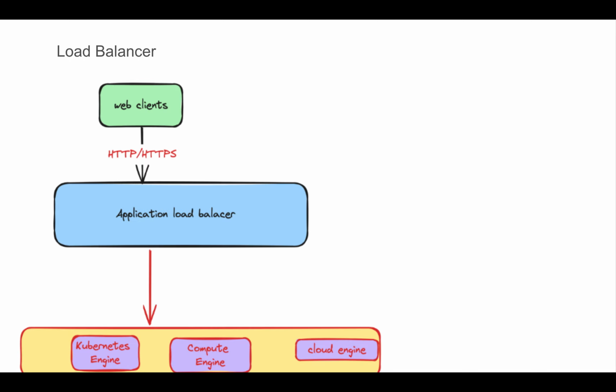So this is a simple application load balancer. There are multiple load balancer types, which we'll go through in this video. So the web clients connect over HTTP, HTTPS, and then there is load balancing, and then there is backend processing here. So the first one is traffic distribution.